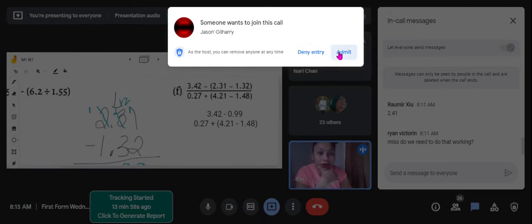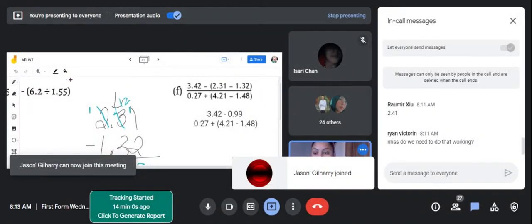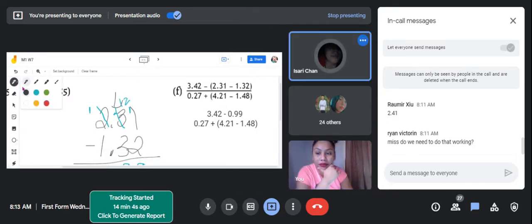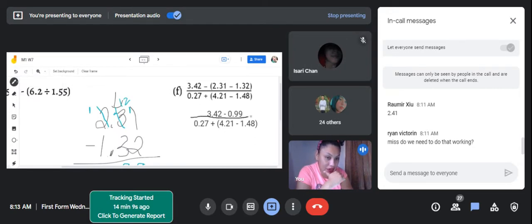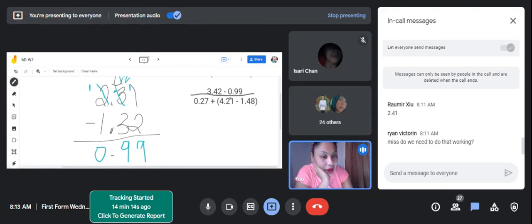One second. Okay. So everybody understood how we got that? Yes, miss. Okay. So let me just draw a line over there. So now I want to do the brackets at the bottom now. So I'm going to do the brackets at the bottom. I'm going to have 3.42 minus 0.99. And at the bottom, I will have 0.27.